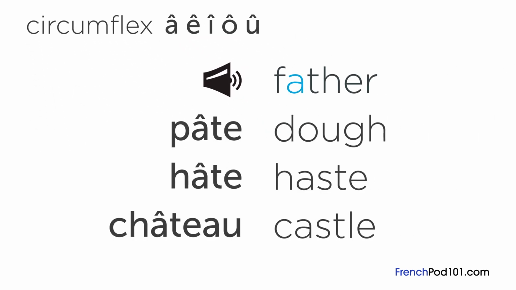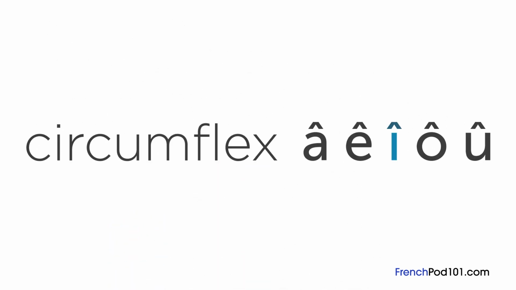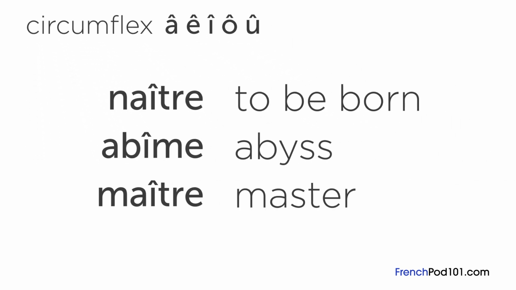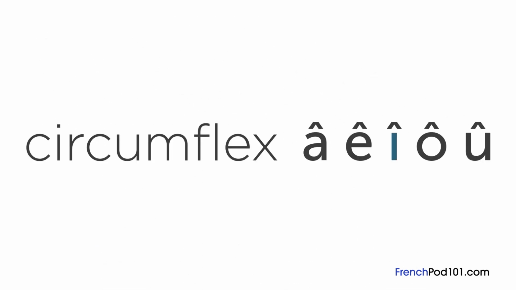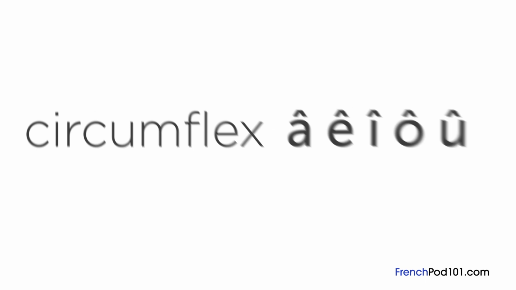An A with a circumflex accent on top is pronounced â. It sounds like the A in father. Pâte, hâte, château. An I with a circumflex accent on top does not affect the pronunciation of a word. It exists merely for historic purposes relating to a word. Naître, abîme, maître.